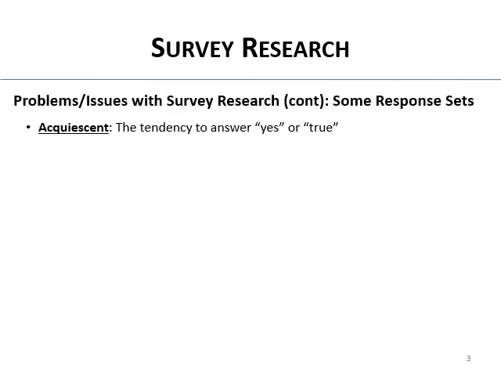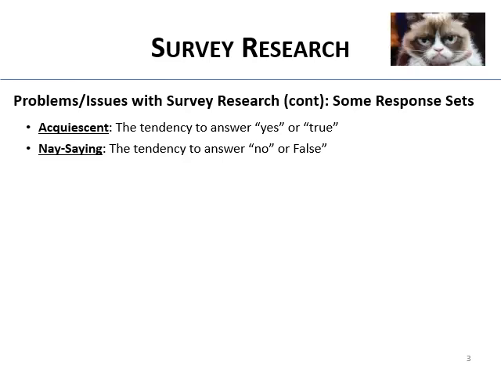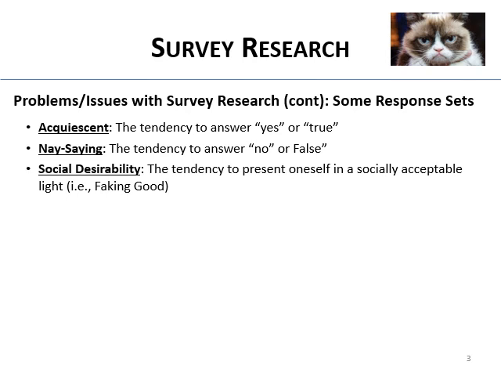So here are some response sets. There's the acquiescent response set, and this is the one where folks just tend to be agreeable. They tend to say yes or true to things rather than actually giving an honest response. We call that acquiescent. The opposite of that is like grumpy cat, where they're just like no or false to everything. They're just a downer on everything. We call that naysaying.